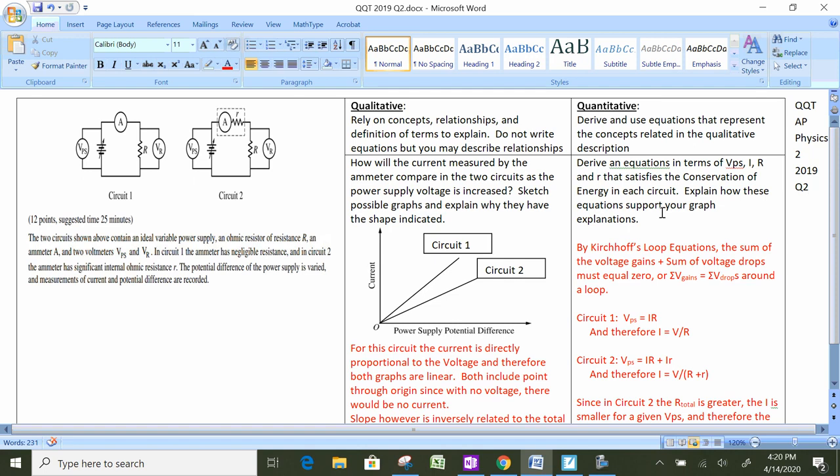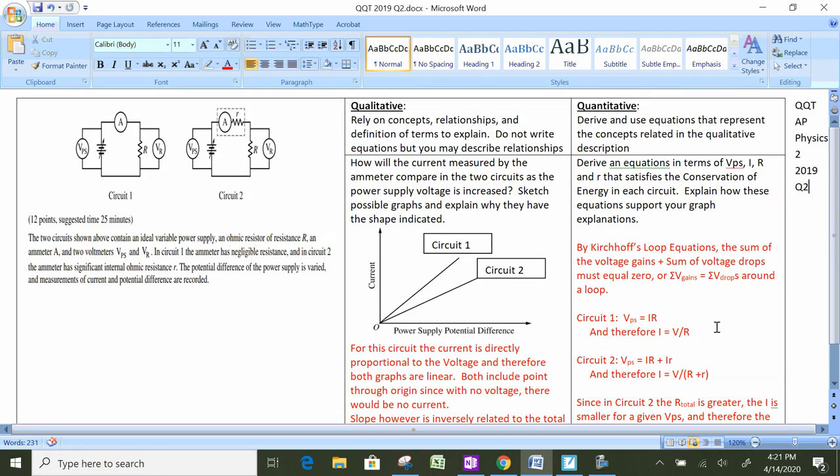I said by Kirchhoff's loop equation, the sum of the voltage gains plus the sum of the voltage drops equals 0. That's how a lot of people state it. I prefer to say the sum of the voltage gains equals the sum of the voltage drops around the loop. So I look at the gains equal the drops. And therefore, in circuit 1, we're going to have a gain as we go around this loop. We're going to have a gain across the power supply, and then we'll have a drop across the resistor. So by Ohm's law, the voltage gain of the power supply equals the drop IR across the resistor, and therefore the current equals the voltage of the power supply divided by R.